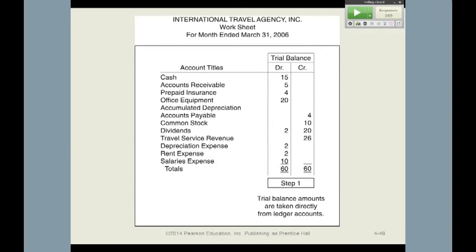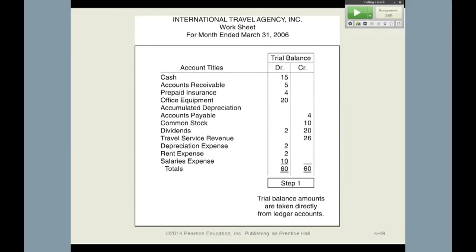Those are the balances. So you have cash of 15, receivables 5, prepaid insurance of 4, the office equipment of 20, and of course there's no accumulated depreciation there yet because you haven't depreciated it. Accounts payable 4, common stock is 10. You've got dividends of, I guess that should be 2. I'll get to that in a second. And then we've got travel revenues of 26. You've got depreciation expense of 2. You've got rent of 2 and salaries. And it will equal 60 on the debit side and 60 on the credit side.